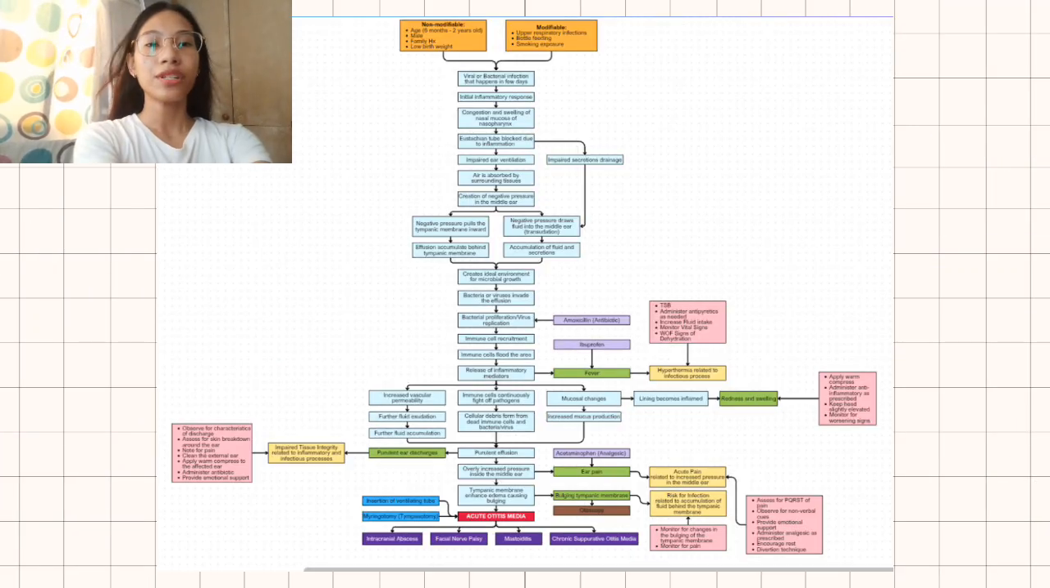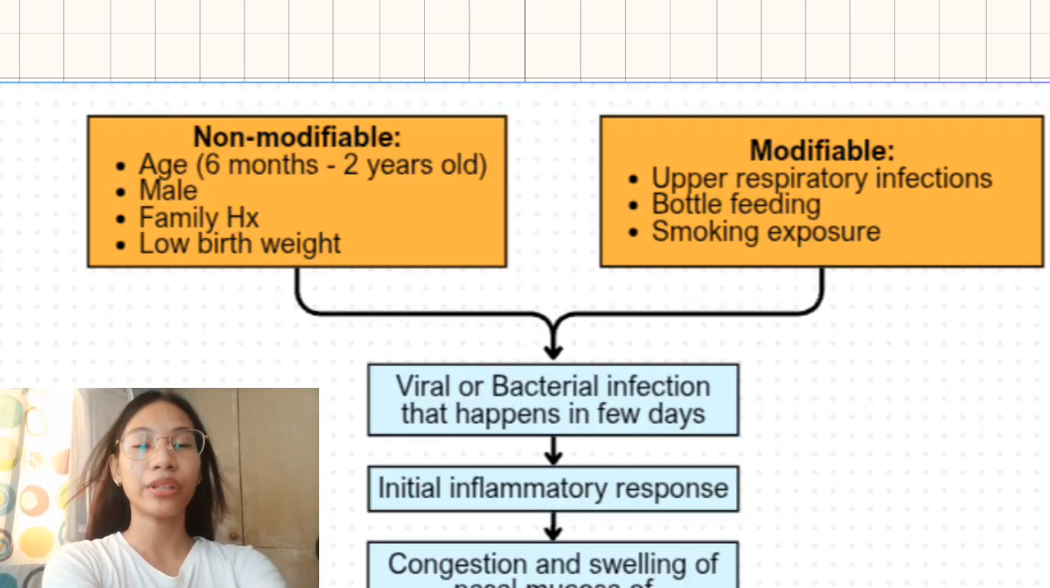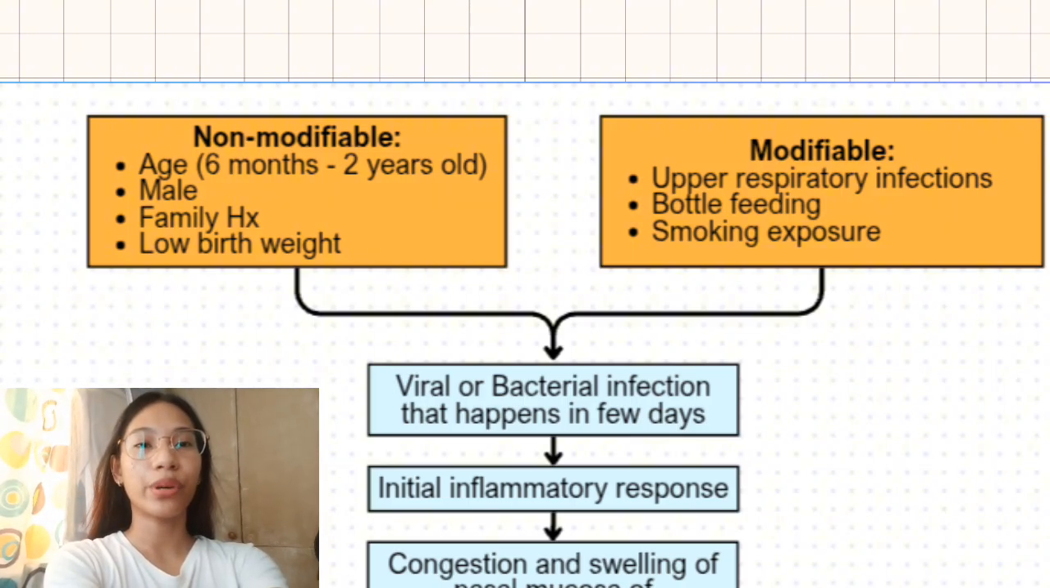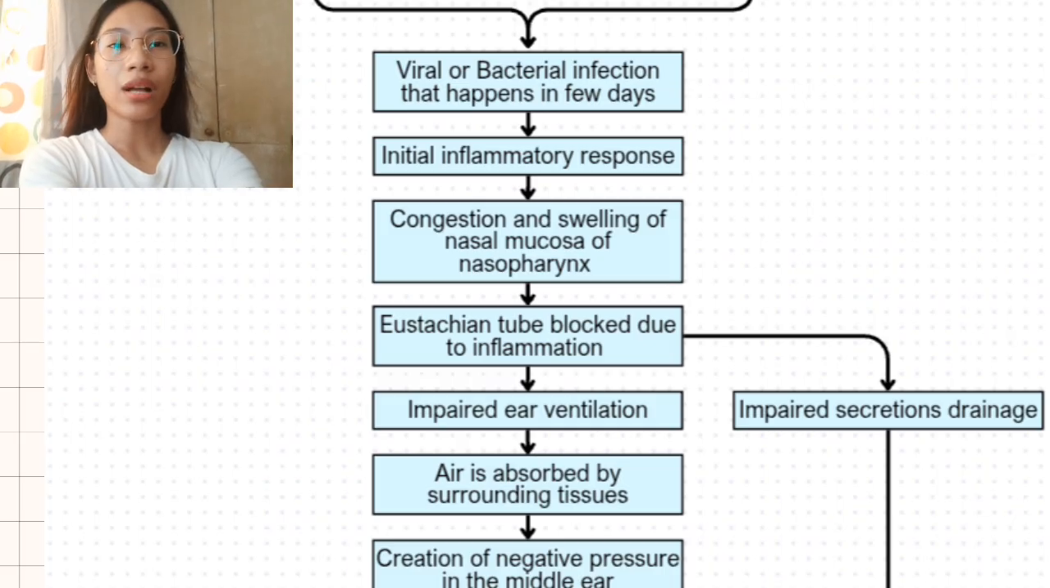So for the pathophysiology of acute otitis media, we have the non-modifiable risk factors, which are age around 6 to 12 years old, male, family history, and low birth weight. For modifiable, we have upper respiratory infection, bottle feeding, and smoking exposure. For the disease process, we have a viral or bacterial infection that happens over a few days.